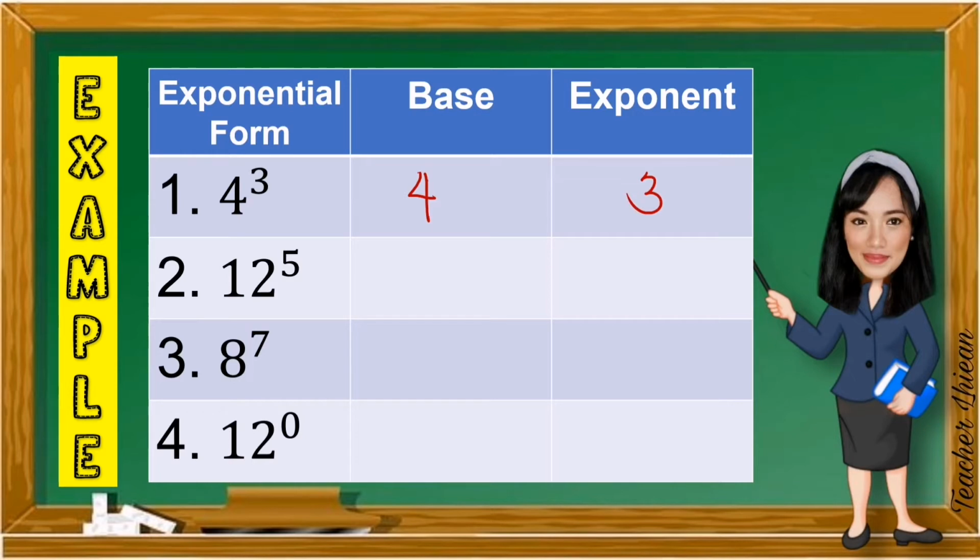Number 2, we have 12 raised to the 5th power. So, ang ating base ay si 12 at ang exponent ay si 5. Number 3, 8 raised to the 7th power. Ang ating base ay si 8 at ang ating exponent ay si 7. Number 4, 12 raised to 0. So, ang ating base dyan ay si 12 at ang ating exponent ay si 0.